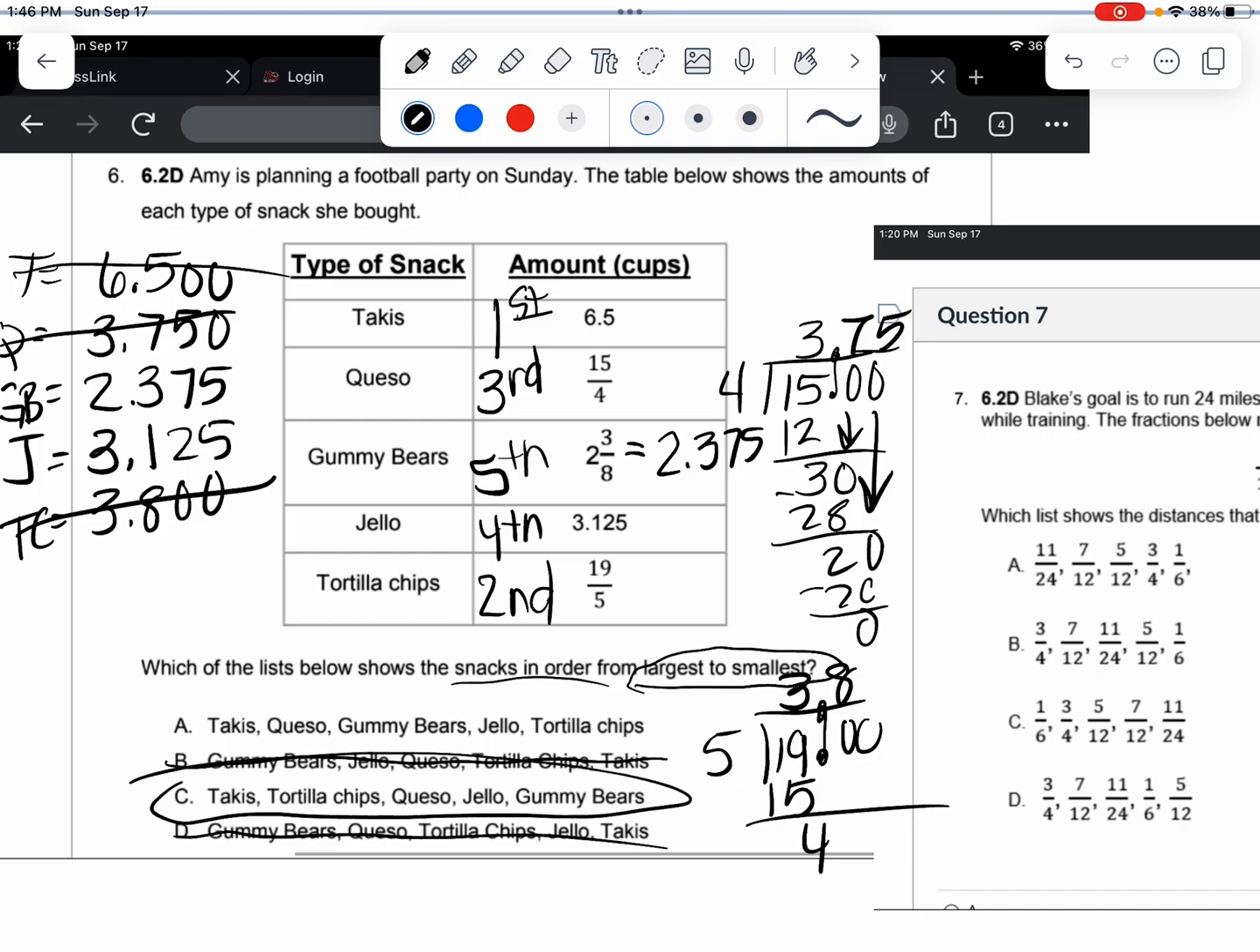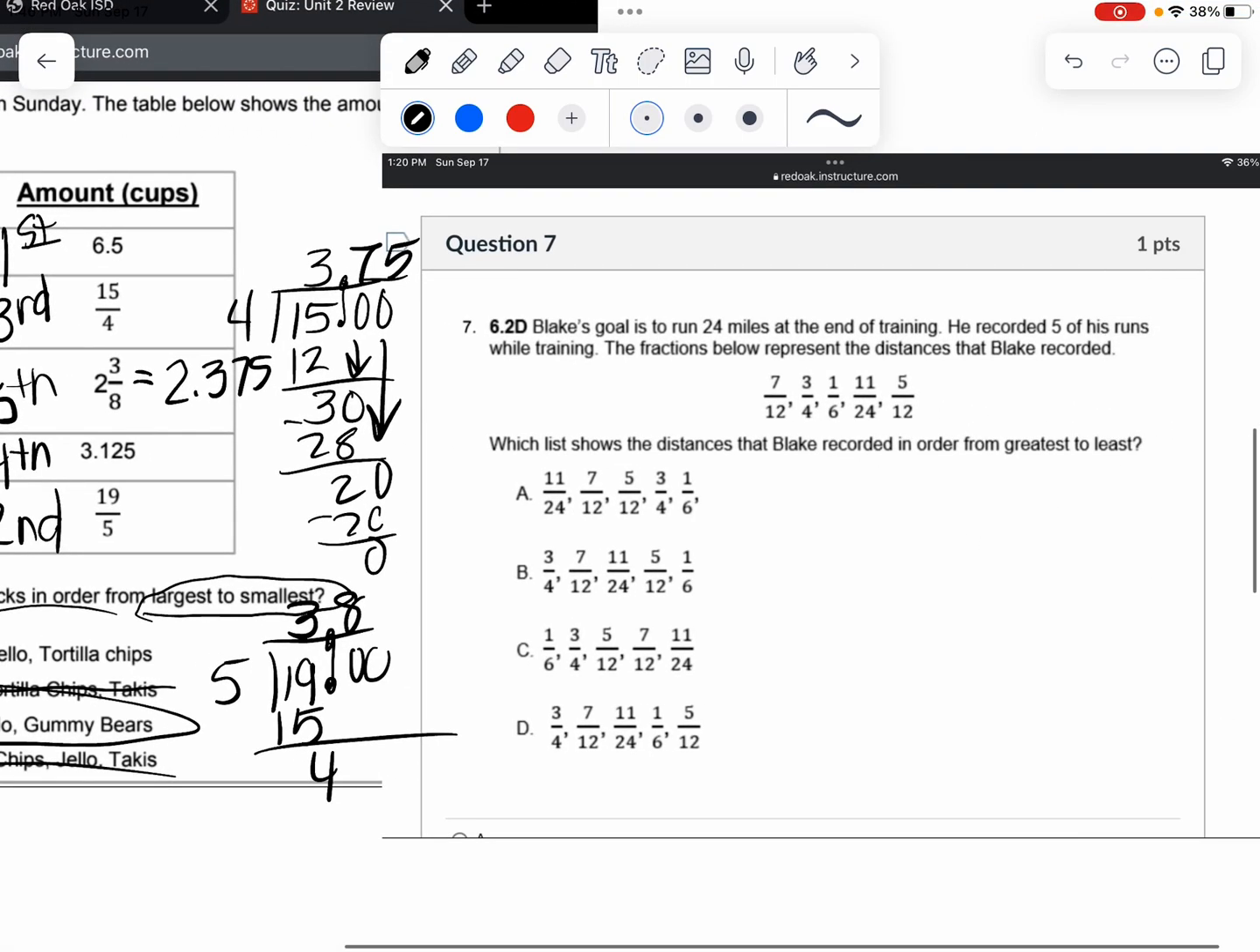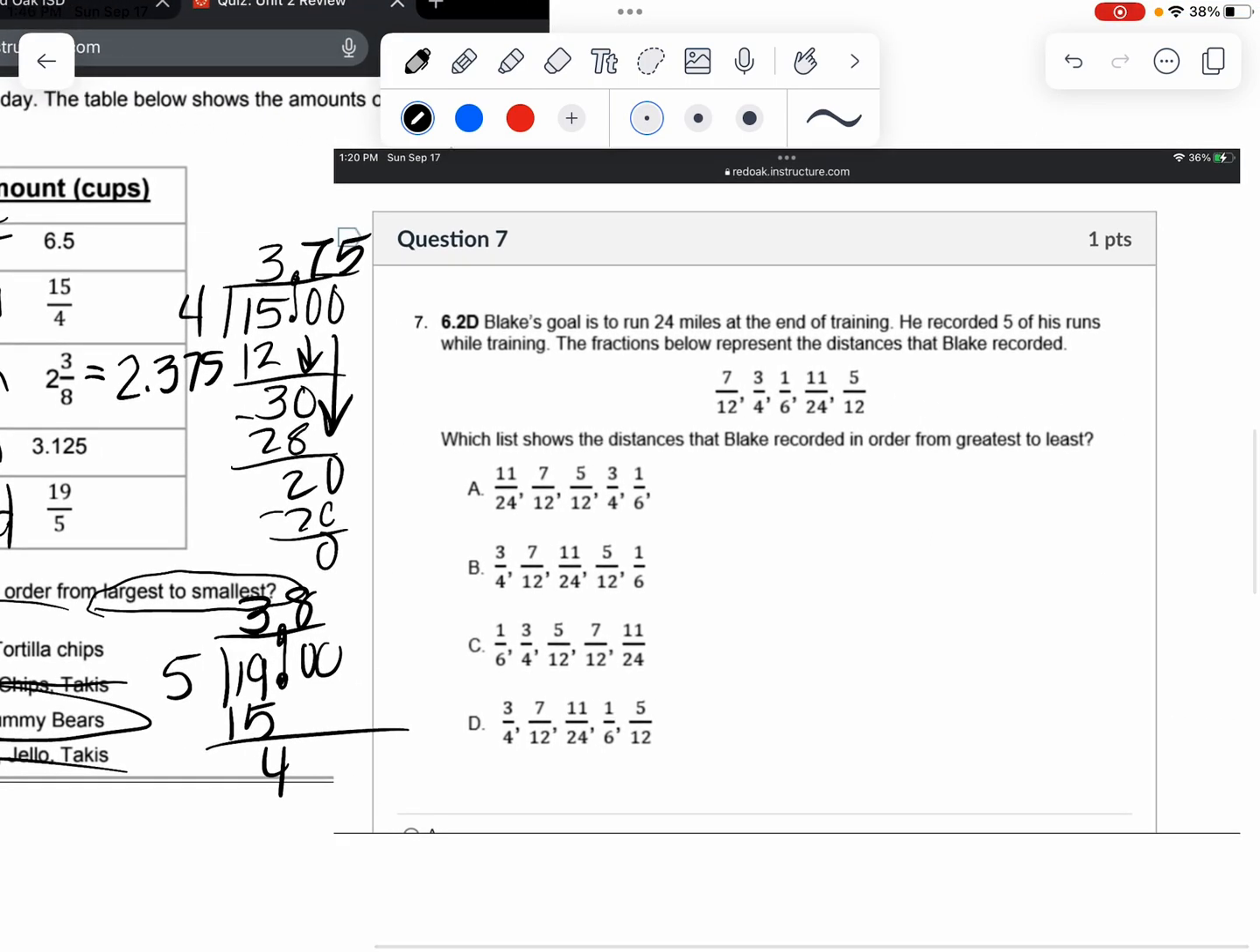All right, heading on to number 7. All right, number 7 says Blake's goal is to run 24 miles at the end of training. He recorded 5 of his runs while training. The fractions below represent the distances that Blake recorded. Which list shows the distances that Blake recorded in order from greatest to least?